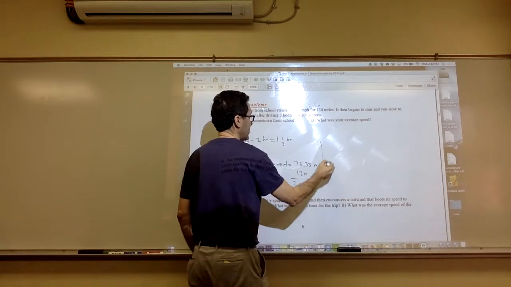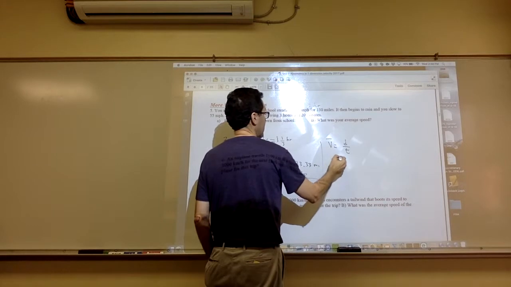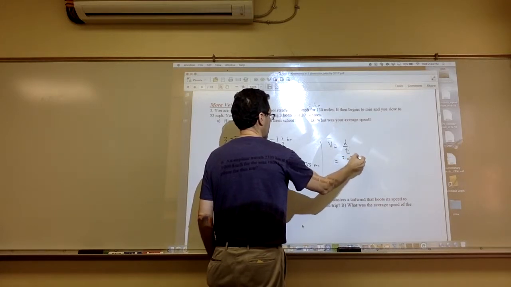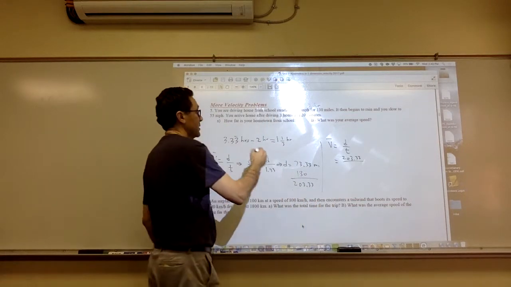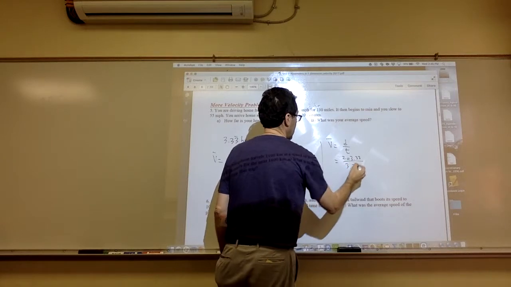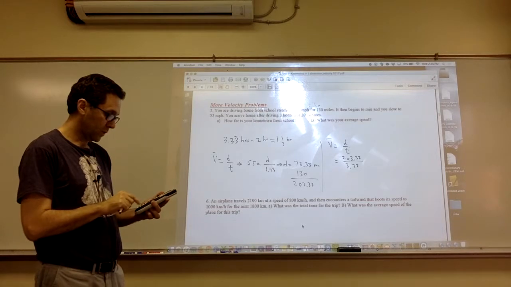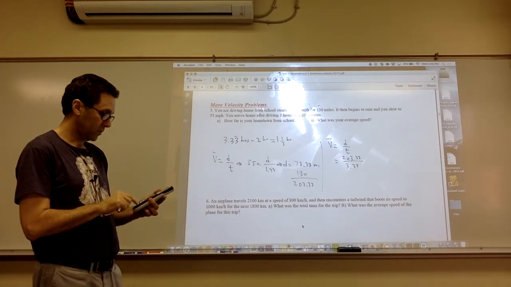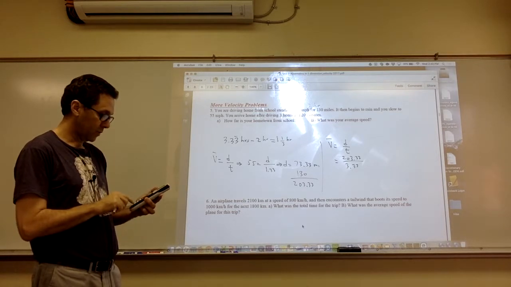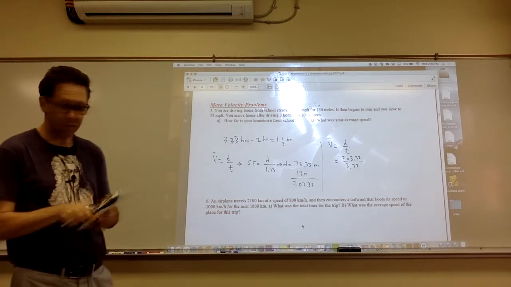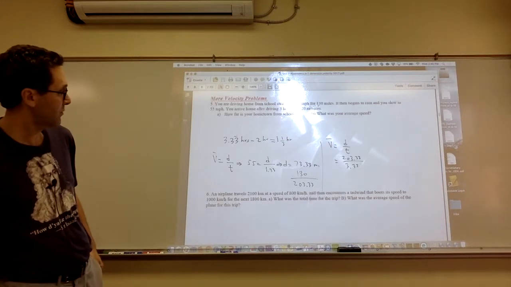What is your average speed? Average speed is distance over time. Okay, so the average speed is going to be total distance, which is 203.33, divided by total time. It took 3 hours and a third of an hour. So if we take 203.3333, okay, and divide that by 3.3333, we should get about 61 miles per hour. So that's your average speed.